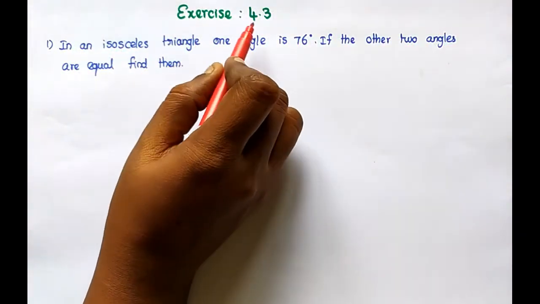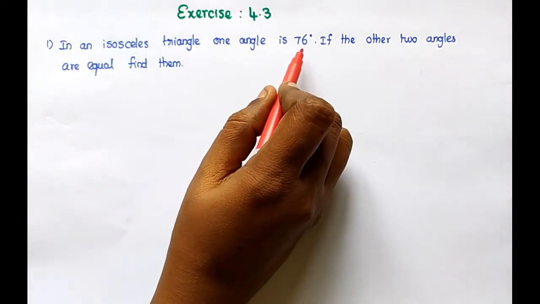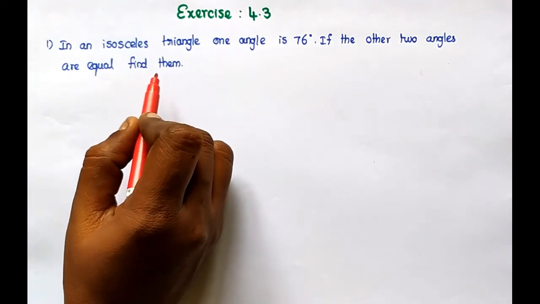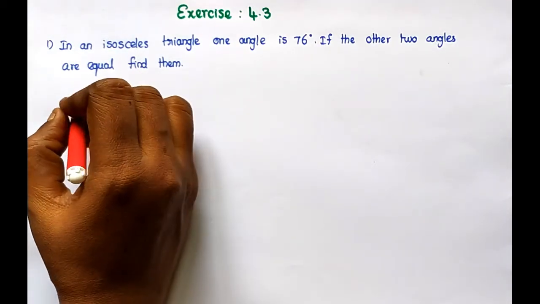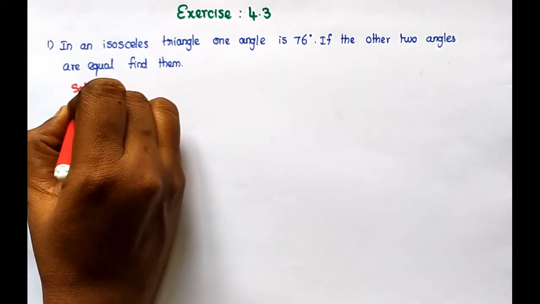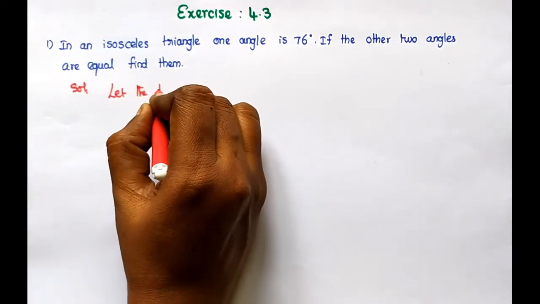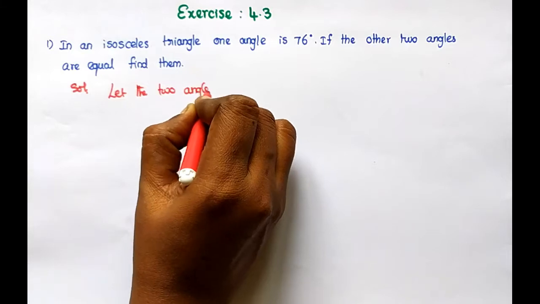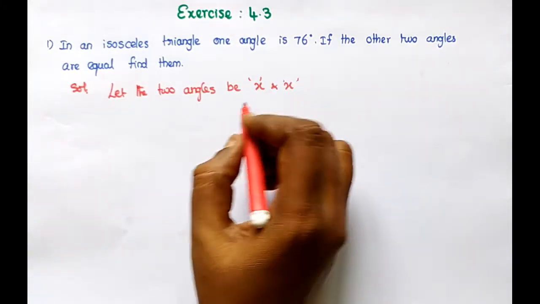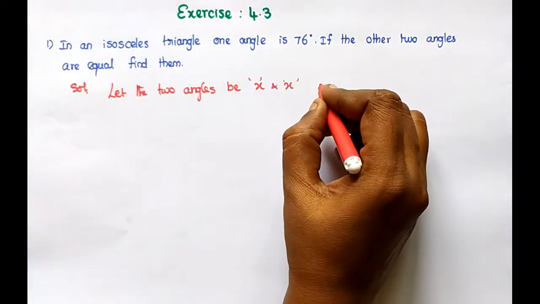Look at this exercise 4.3. First question. In an isosceles triangle, one angle is 76 degrees. If the other two angles are equal, find the equal angles, that is two angles. Let the two angles be x and x, because two angles are equal.